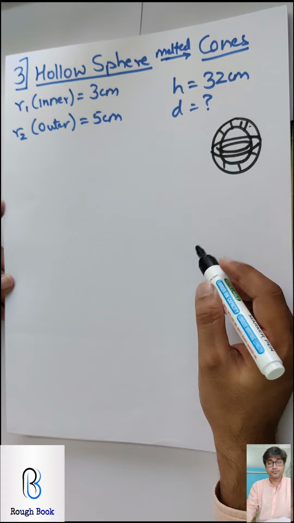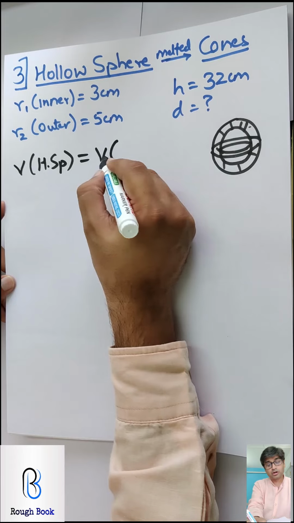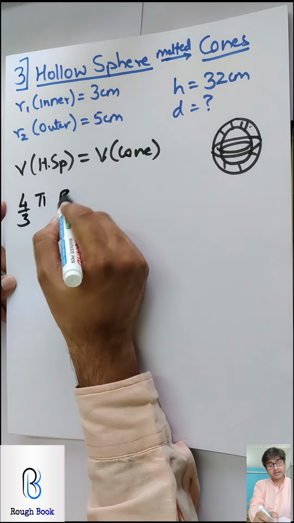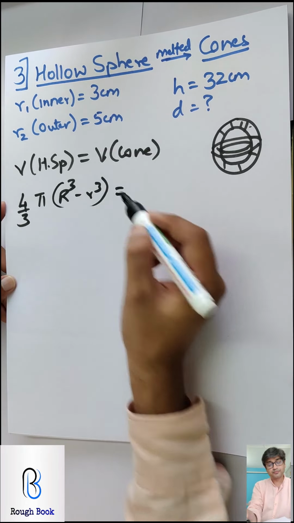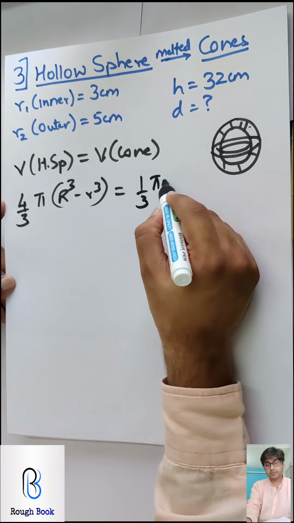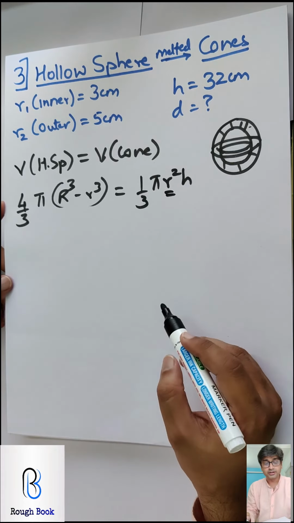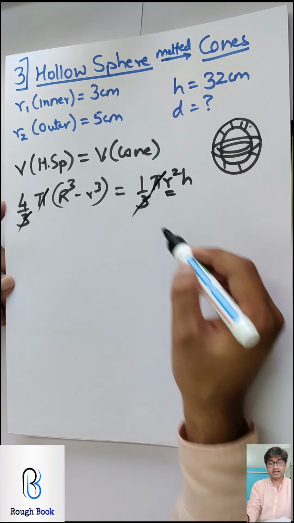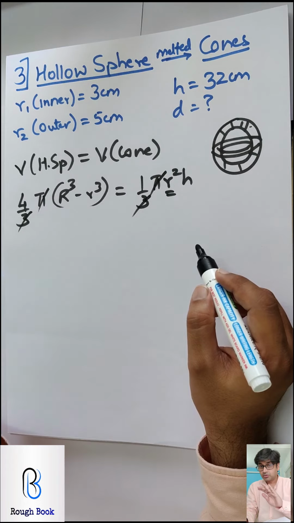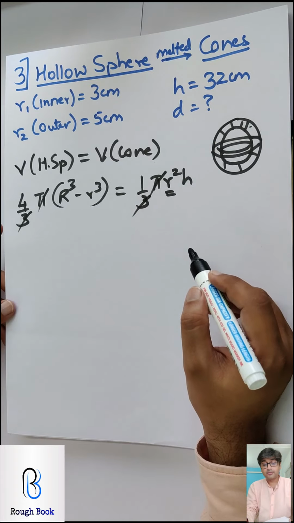It is melted and formed into a cone, only one cone. So volume of hollow sphere is equal to volume of the cone. Hollow sphere: 4/3 pi (R cube minus r cube), or you can say R1, R2, whatever you want. And volume of the cone 1/3 pi r square h. Using this we will find the radius and then double it to get the diameter. The 3 gets cancelled, pi gets cancelled. I repeat this every time, do not calculate separately. You will go mad. Do it together so that things like pi get cancelled and your calculation becomes much easier.